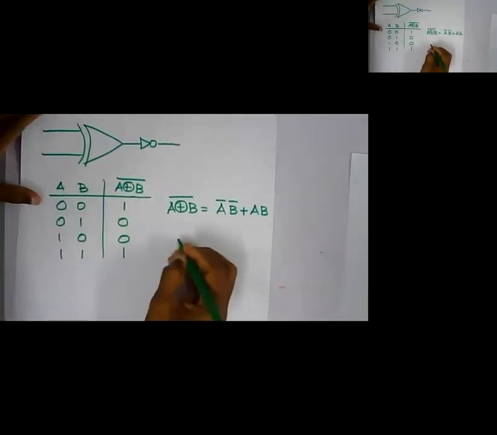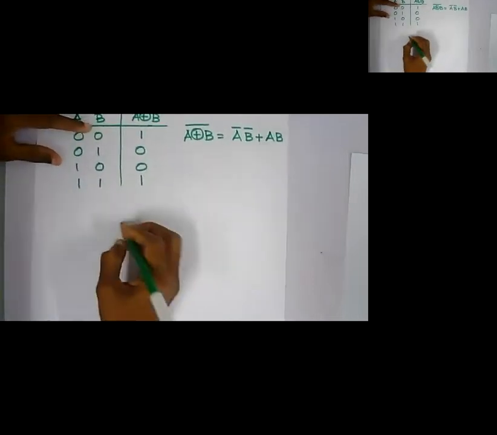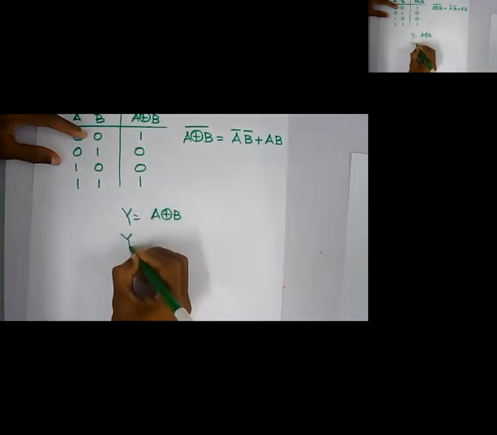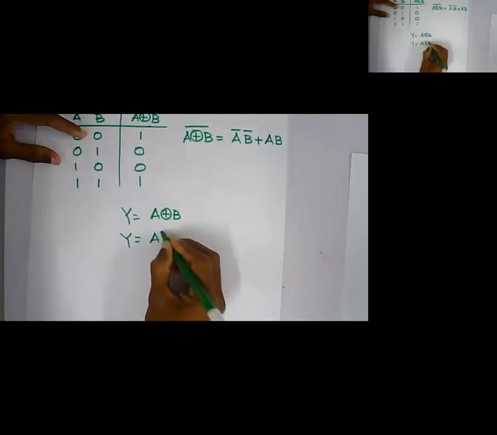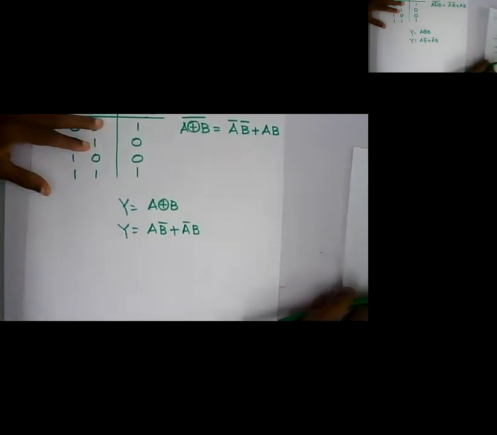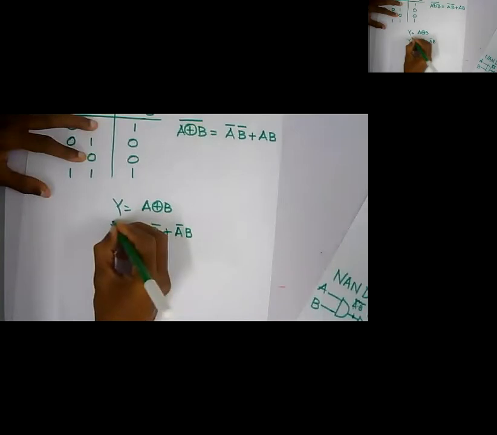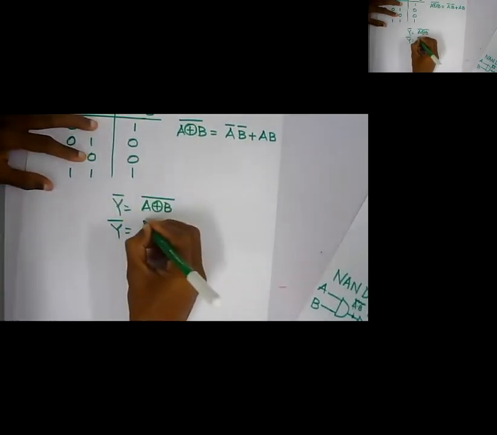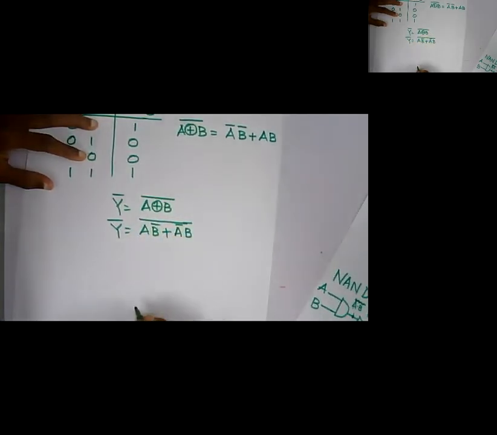So let's see how we can derive this one. Y equals A XOR B means I can write Y equals A B bar plus A bar B. Now Y bar, which is A XNOR B, will be (A B bar plus A bar B) whole bar. Am I right?